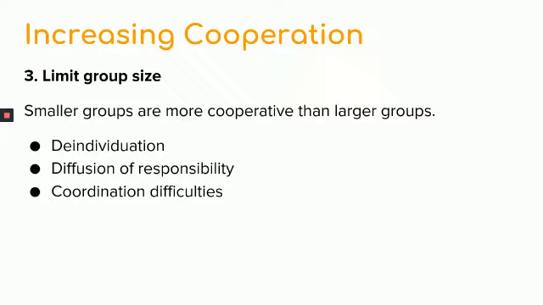And then we talked about this with communication. So coordination difficulties. A large group is harder to coordinate, harder to communicate. So typically, if you want a cooperative group, it's good to have a smaller group versus larger.